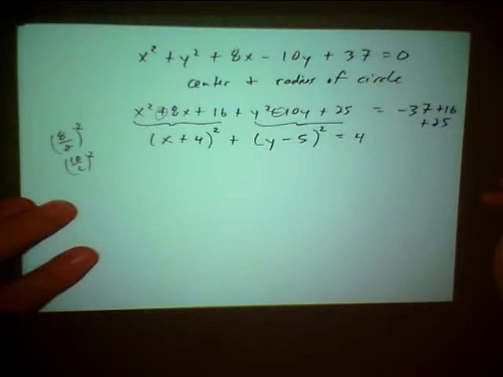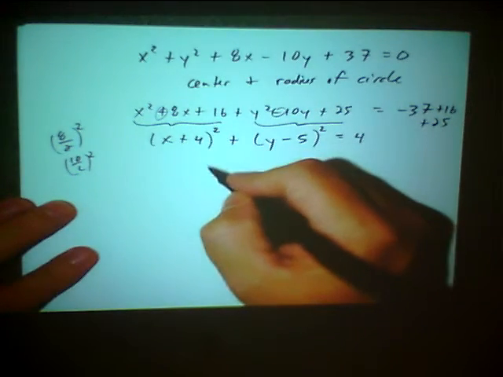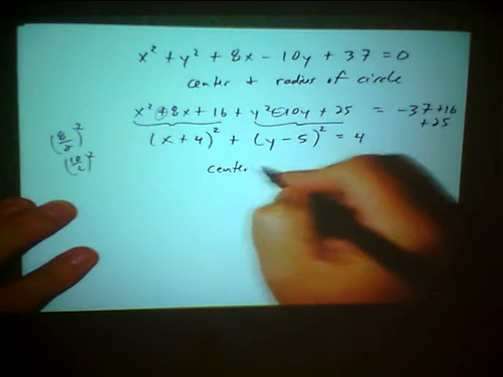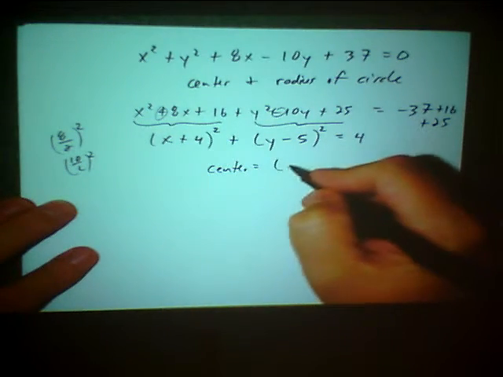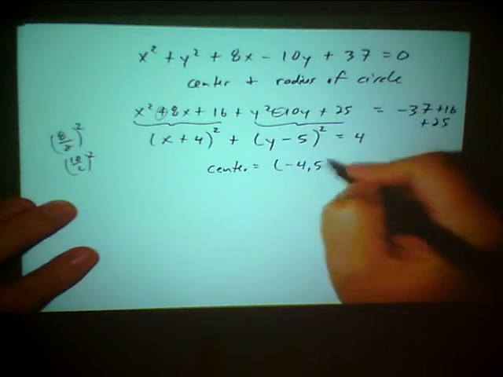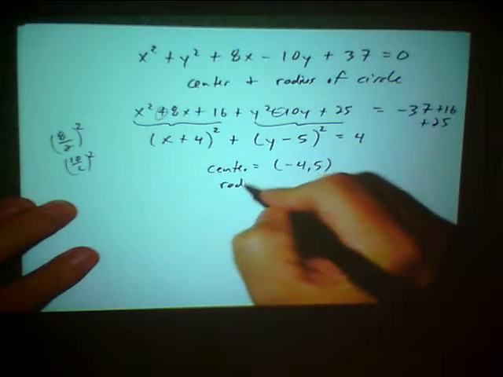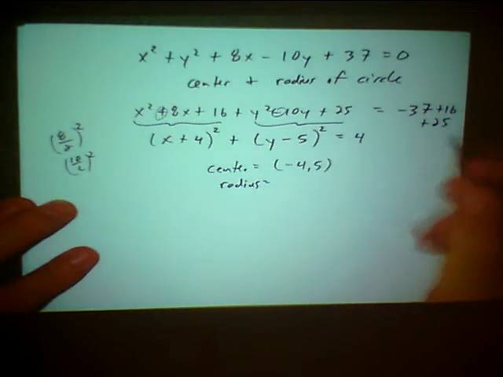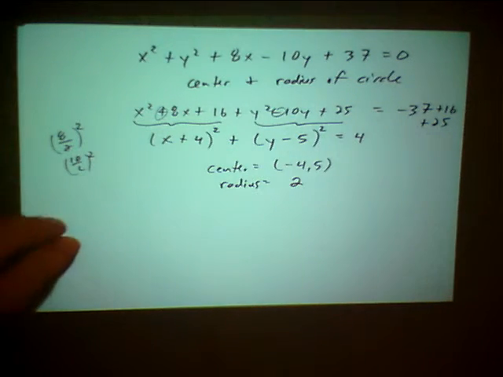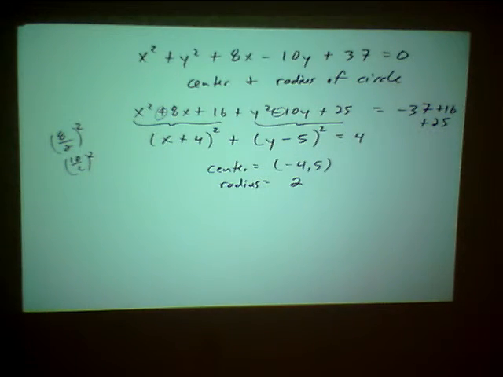Now, this is the standard equation of a circle. And the center, which is (h, k), would be (negative 4, 5). And the radius would be the square root of 4, which is 2. So that's how you use completing the square to find the center and radius of a circle.